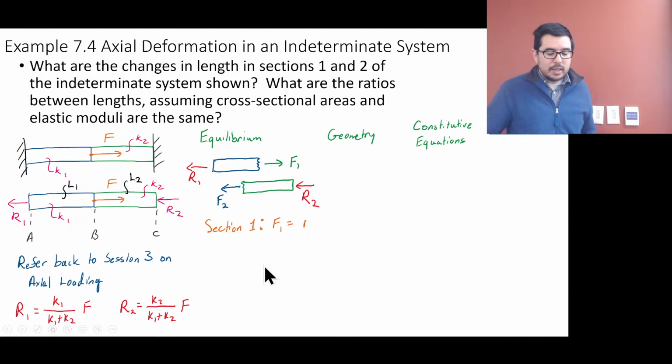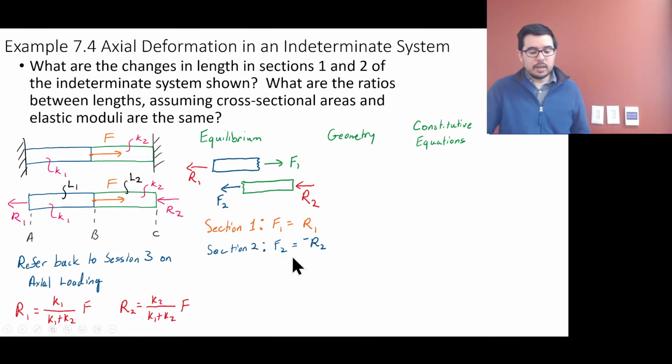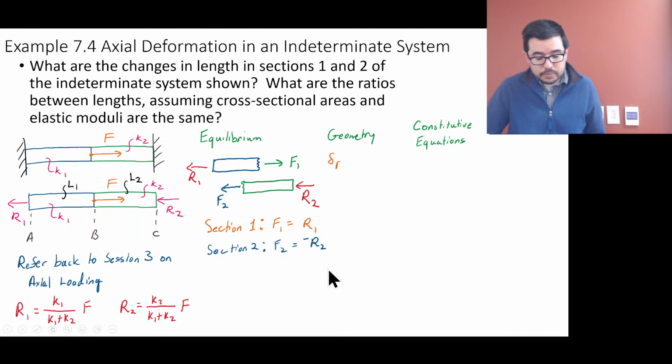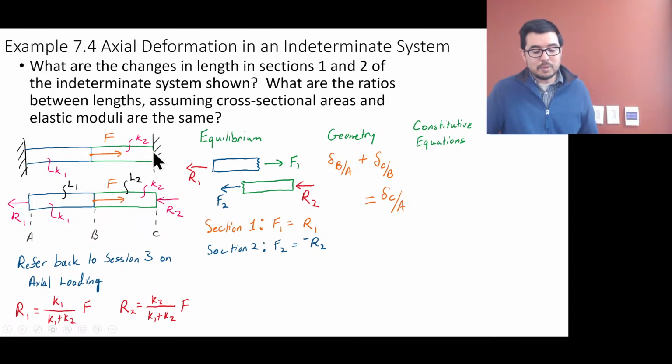If we look at equilibrium on the first member, the internal force F1 is equal to R1. If we look at the internal force in section 2, F2 is equal to minus R2. We can also look at the geometry, which we're not going to use too much here. We know that the change in displacement here plus the change in displacement there is equal to the change in displacement from there to there, which is equal to 0.